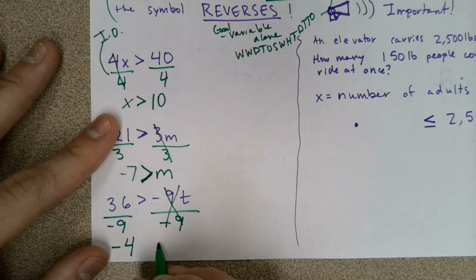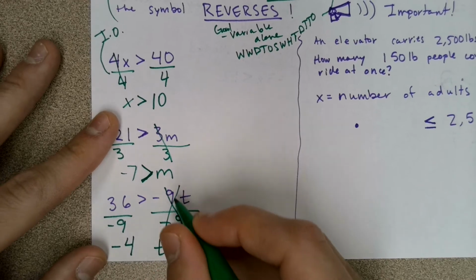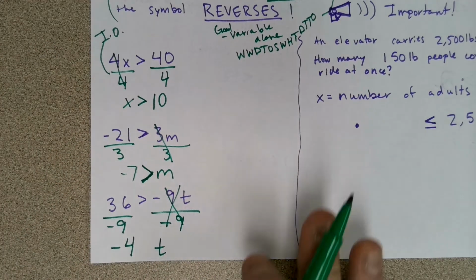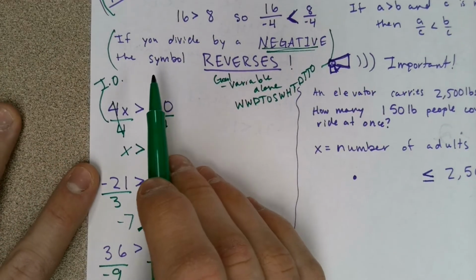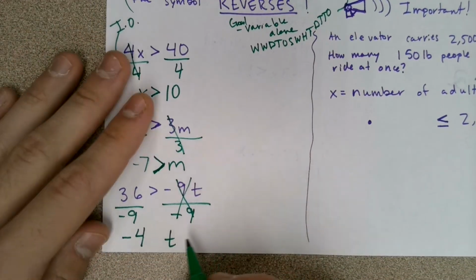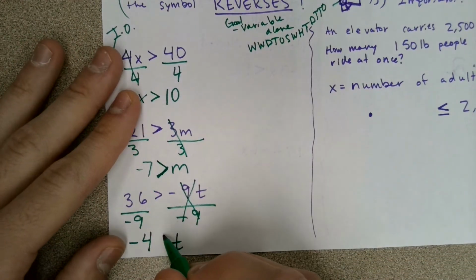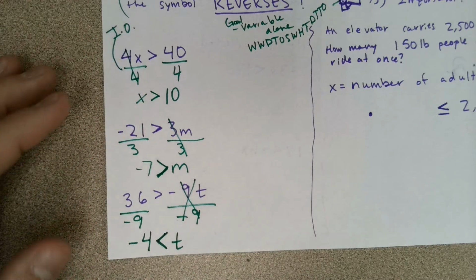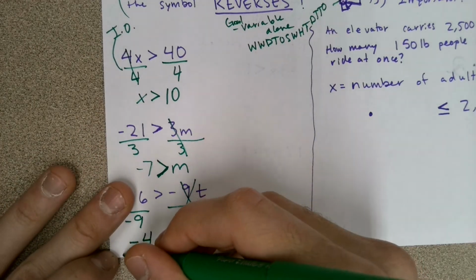On this side, we have t. We cancel out those negative 9s. We said it. If you divide by a negative number, the symbol reverses. Here we go. Look at that. We're changing that greater than into a less than. That's our final answer right there.